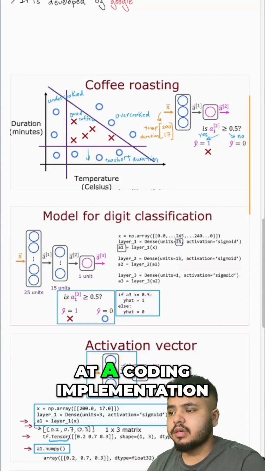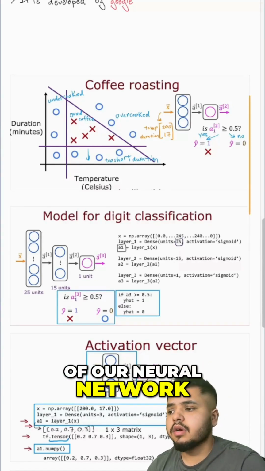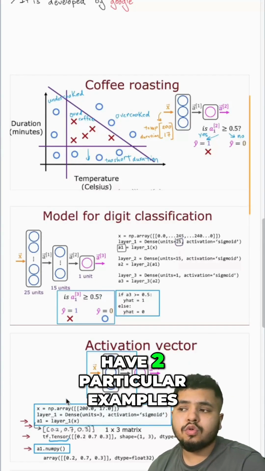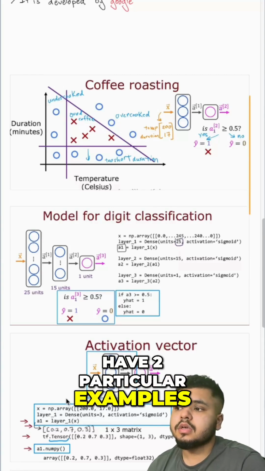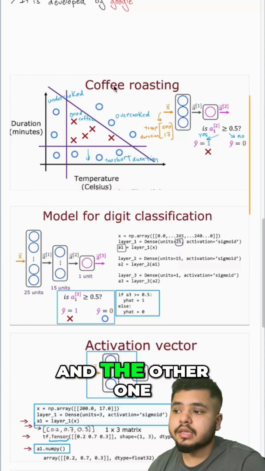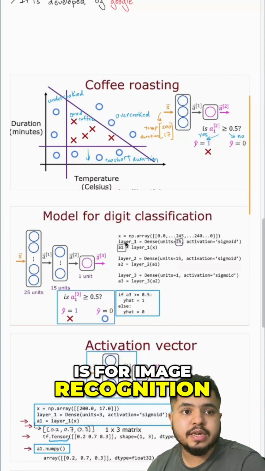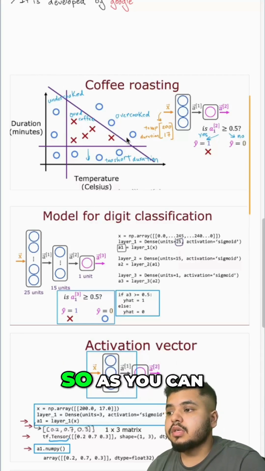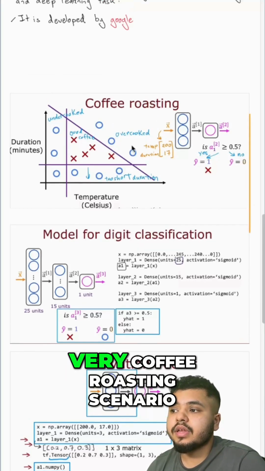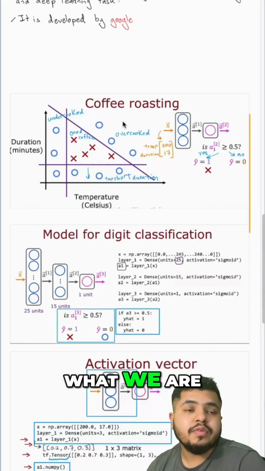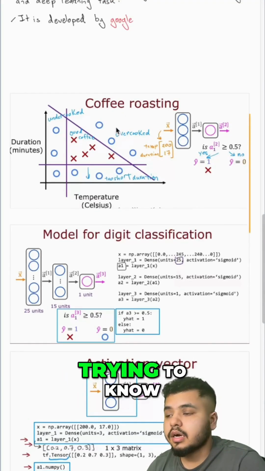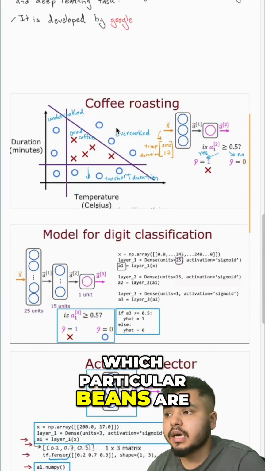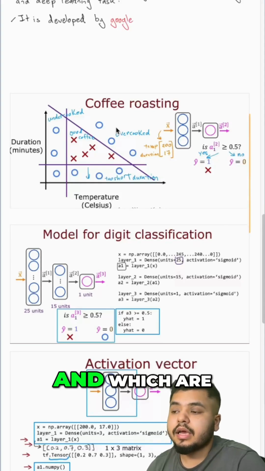In this video we'll be looking at a coding implementation of our neural network layer. We have two particular examples. One is coffee roasting, and the other is image recognition of a digit, either 1 or 0. In the coffee roasting scenario, what we are trying to do is know which beans are being roasted perfectly and which are not.